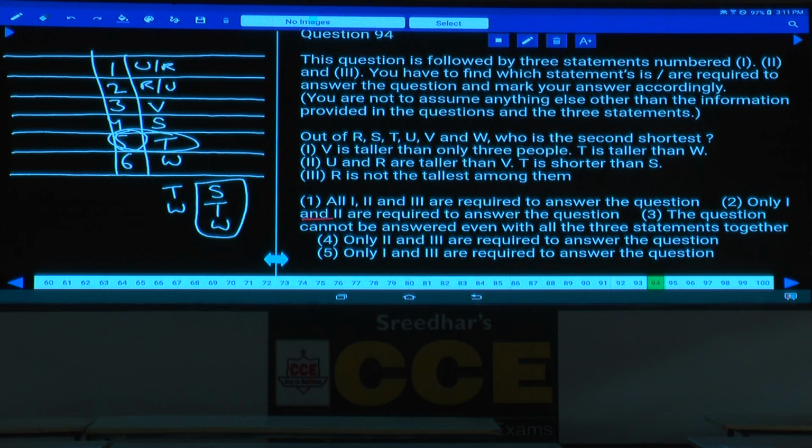Am I getting the answer or not? By combining which two am I getting the answer? Only with 1 and 2 I am getting the answer. 3 is not required to get the answer. Just with the help of 1 and 2, we were able to determine the answer. That is choice 2, question number 94.